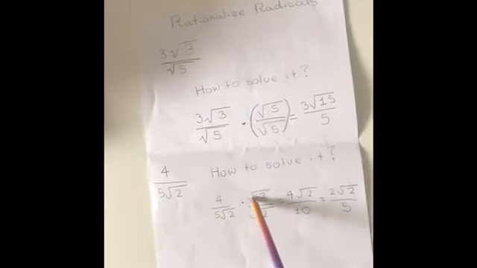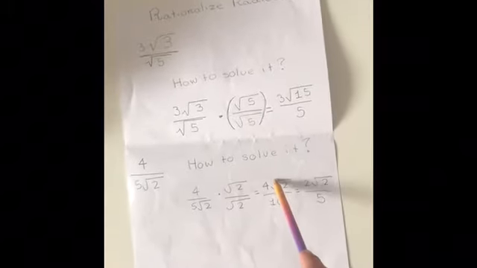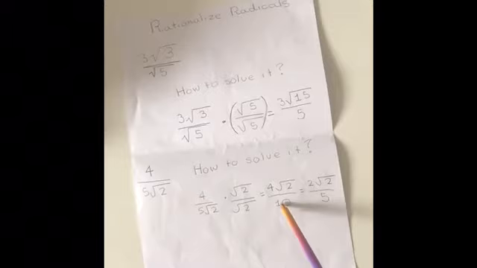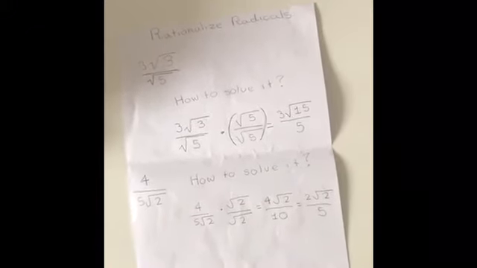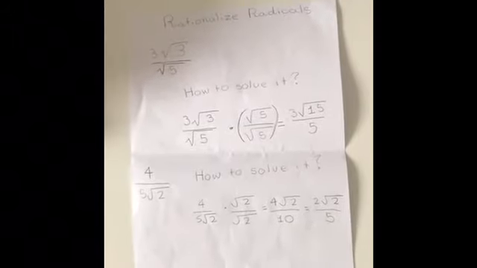So we basically have 2 times 5, that equals 10. Here we have 4 times 1, that equals 4. And we can't multiply 4 by square root of 2. So we end up with 4 times square root of 2 over 10.